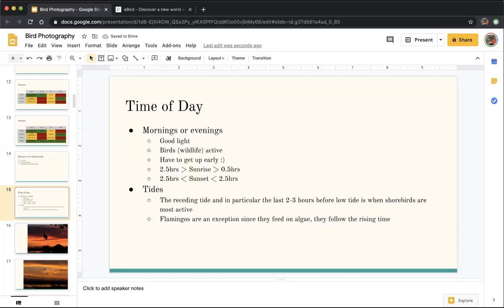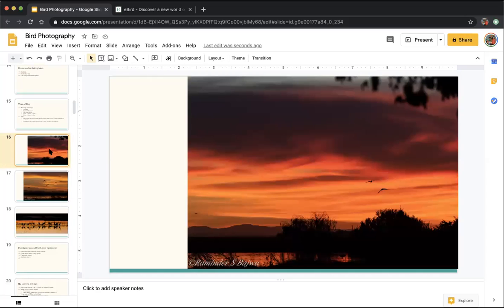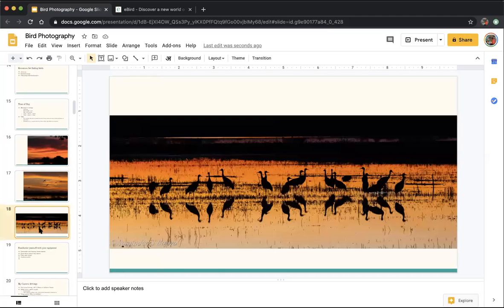Thank you. So I'm just going to quickly jump into, for instance, here's a very early morning picture. And you see, the same picture a couple of hours later will be very bland and meh. So this is what you will get early in the morning.